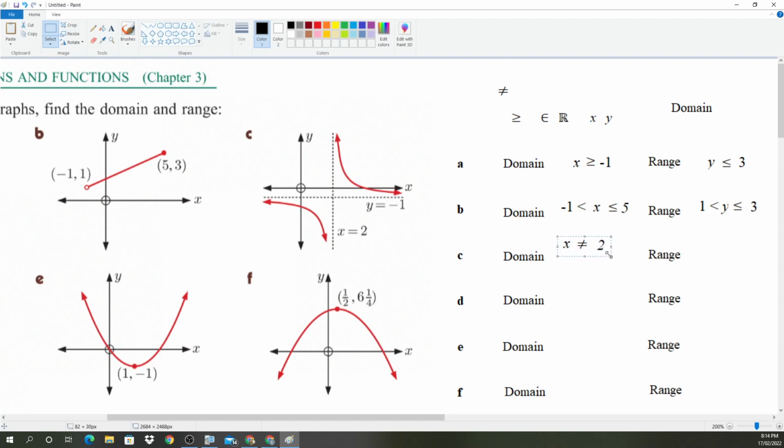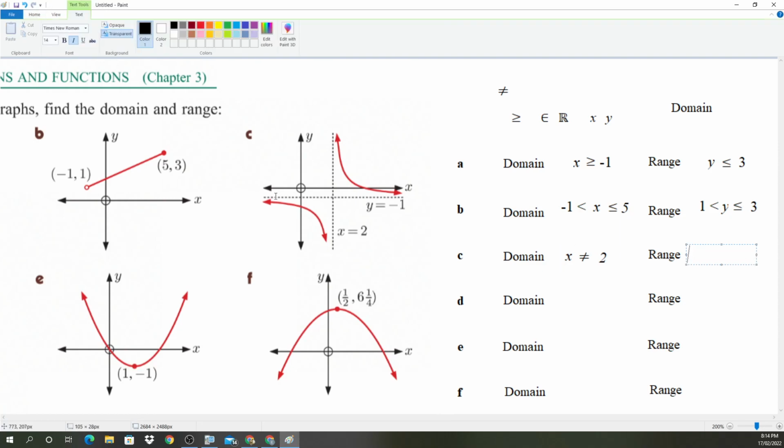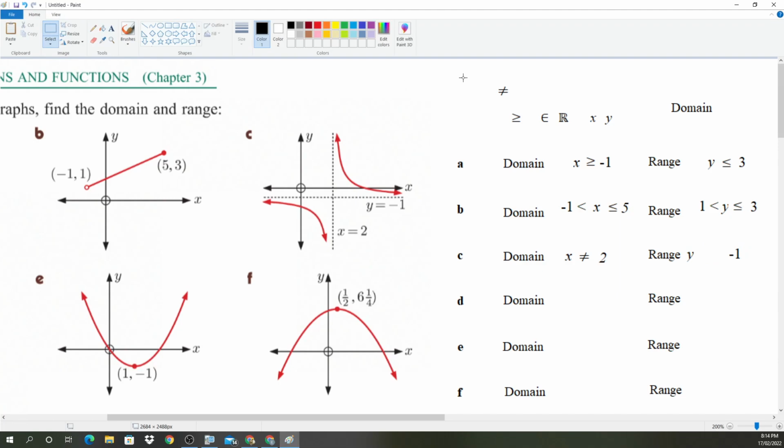All right. So x does not include 2, implying that it includes everything else. So next one will be the range. Now we have a horizontal asymptote of y equals -1. That's the only value that's not included in y. So y, -1. Okay. Does not include. So we won't include it. Just have to copy you out. And there we go. Okay. Picking up the pace here.